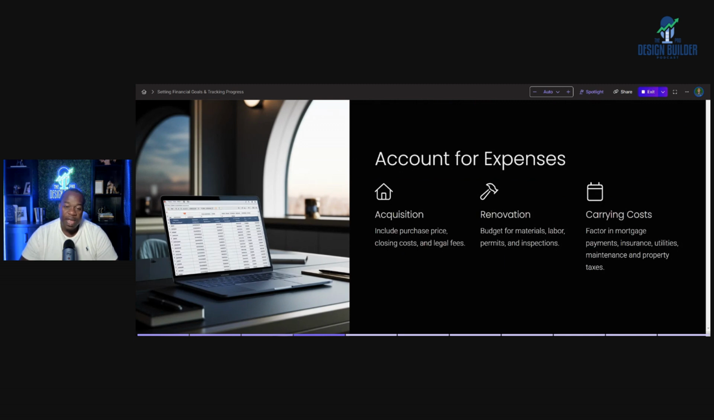Account for expenses. All right. Acquisitions include purchase price, closing costs, and legal fees. We're going to give you a spreadsheet, and in that spreadsheet, we'll have all of the costs associated with a transaction. It also will show you a projected number at the end once you factor in all of the details. So the more details, the better. The more accurate the number is, the better as well. You can see the whole picture before going into the project.